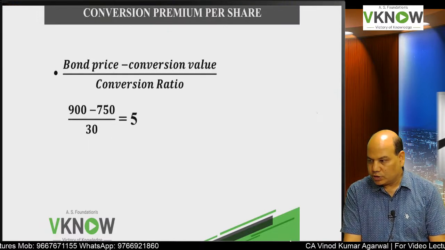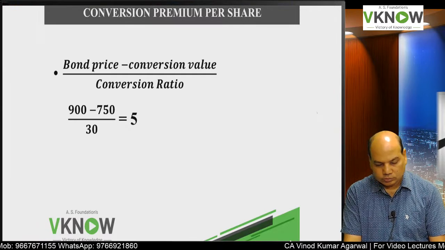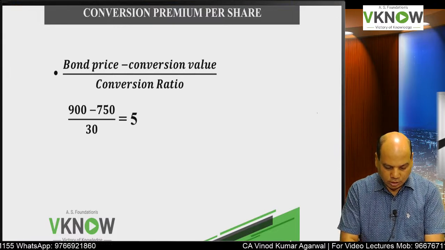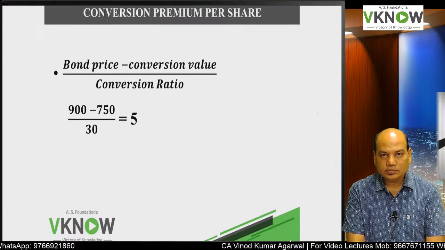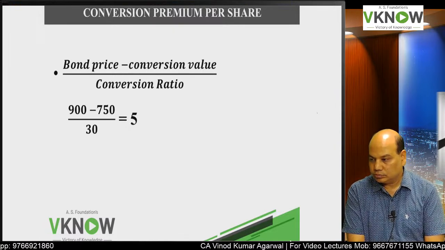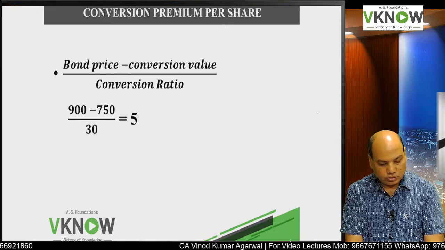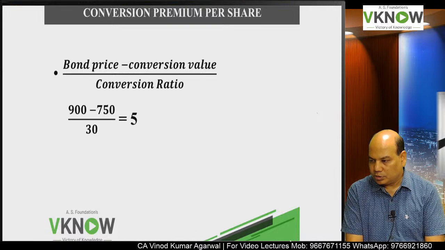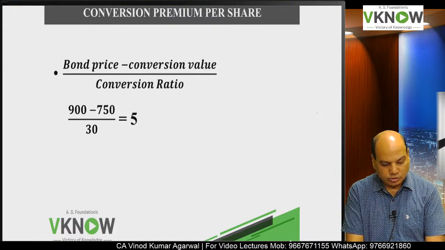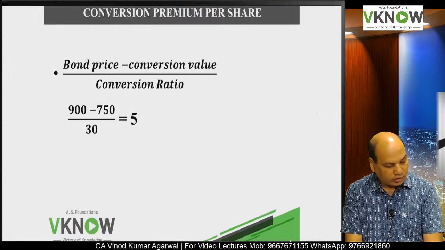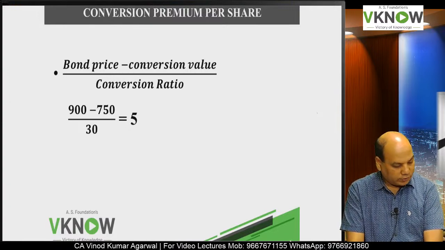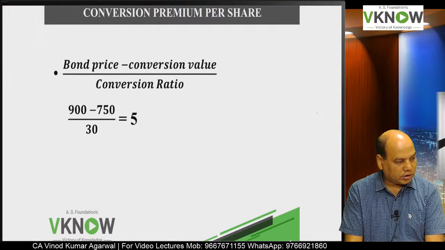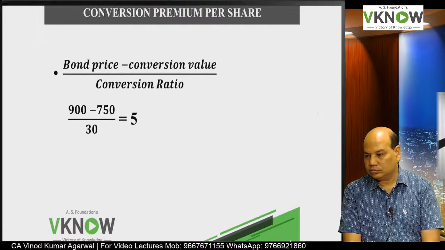Next answer, write down conversion premium per share. Conversion premium per share is equal to bond price minus conversion value upon conversion ratio. So our bond price is 900. Conversion value we have got 750 in the first answer, divided by conversion ratio given in question 30. So that is 5.